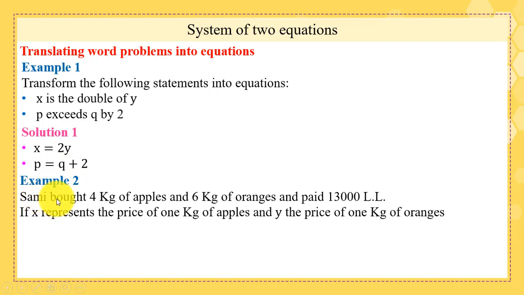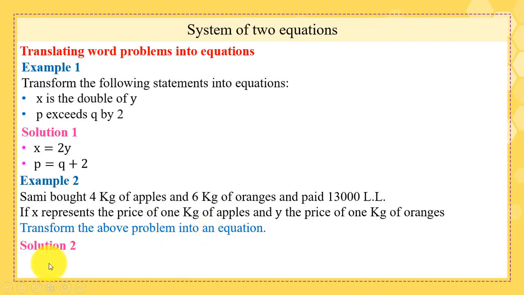Example 2. Sammy bought 4 kg of apples and 6 kg of oranges and paid 13,000 Lebanese liras. If x represents the price of 1 kg of apples and y the price of 1 kg of oranges, transform the above problem into an equation. Here, 4 times x represents the price of 4 kilograms of apples, and 6 times y represents the price of 6 kilograms of oranges. So 4 times x plus 6 times y is equal to 13,000, and so 4x plus 6y equal to 13,000.